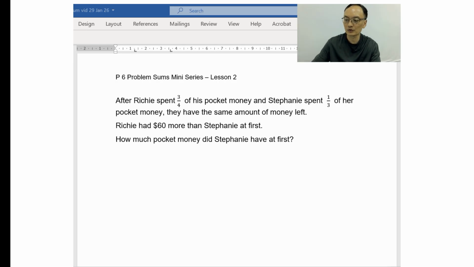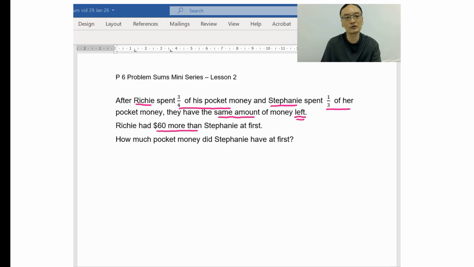So after reading the question, the next thing we need to do is to highlight some of the key words. So we know that Richie, he spent 3/4 of his money. And we also know Stephanie, she spent 1/3 of her pocket money. And after spending, they have the same amount of money left. The last piece of information tells us that Richie has $60 more than Stephanie at first.